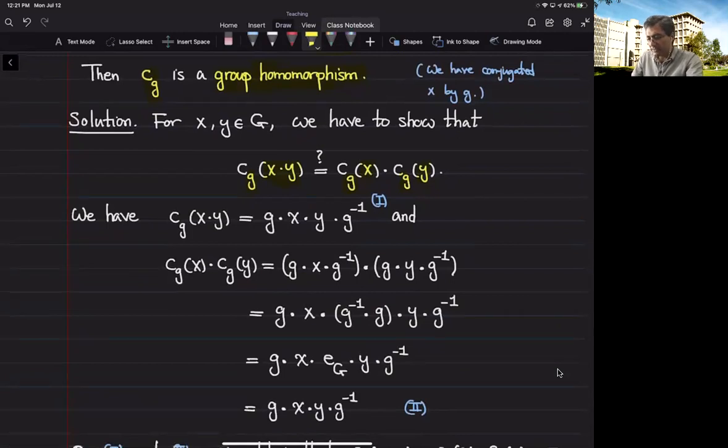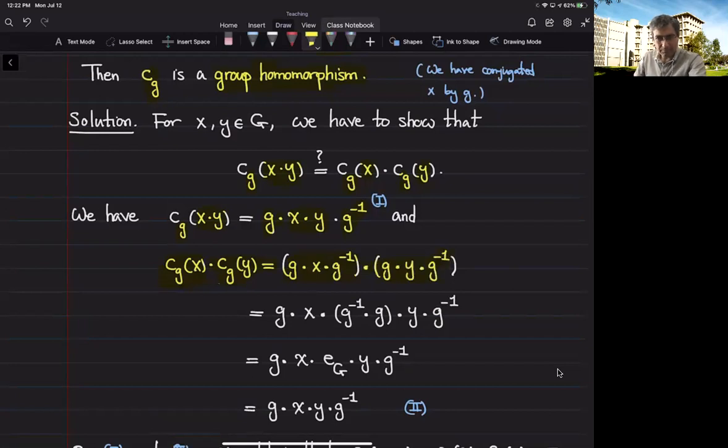The left-hand side is g dot the element that I have here, x dot y, and then inverse of g. And notice that I did not put parentheses because multiplication is associative, so it is okay to avoid writing parentheses. Now let's look at the right-hand side. I have conjugation of x by g times conjugation of y by g. So let's write it down. This is the conjugate of x by g, and then I'm multiplying it by the conjugate of y by g.